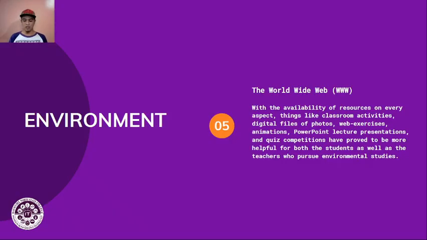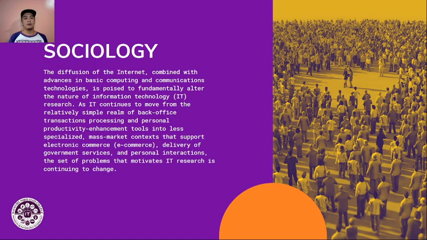So again, that data that you are trying to fetch is stored on the World Wide Web. It's the reason why sometimes when you go into a website, there is this prefix that starts with triple W, because that certain website is part of the World Wide Web. Now let's talk about sociology.